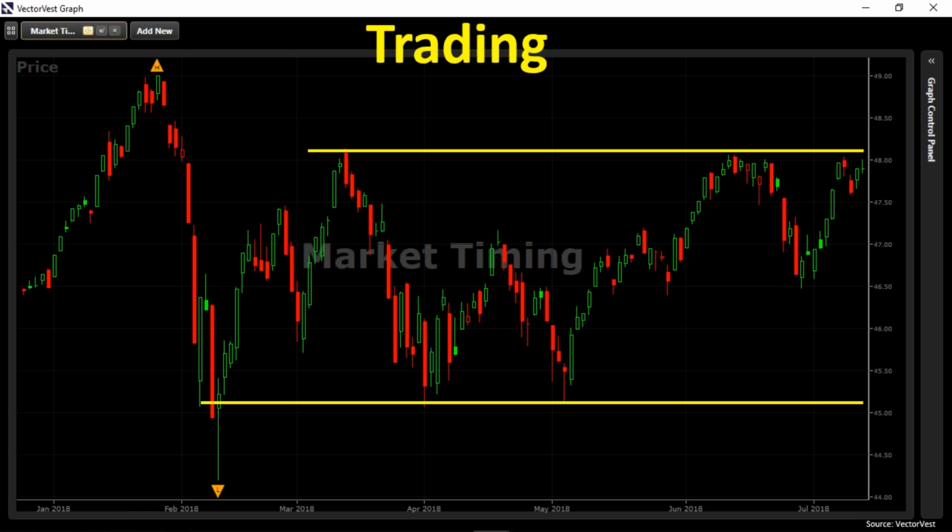And trending technical analysis indicators that you would use in a trending market environment tend to fail and don't work as well when the market starts to behave this way.